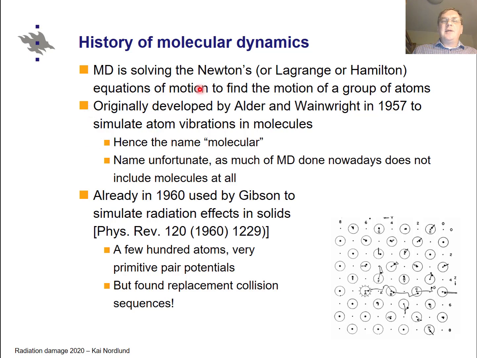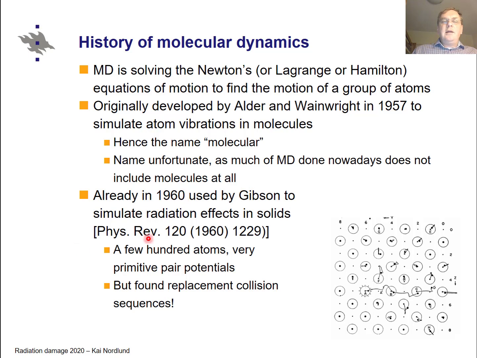Well, the molecular dynamics method is about the same age as the binary collision approximation method. It was originally developed by Alder and Wainwright in 1957 to simulate atom vibrations in molecules, and this is where the name molecular comes from. This name is now, in retrospect, unfortunate, because typically in materials physics molecular dynamics does not involve any molecules. It only involves atoms in a crystal or amorphous material. But the name has stuck, so everybody calls it molecular dynamics anyway.